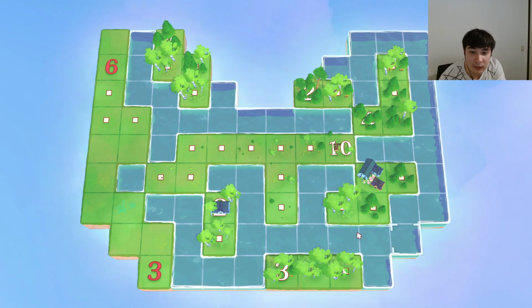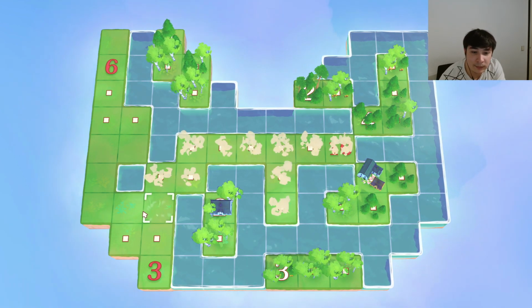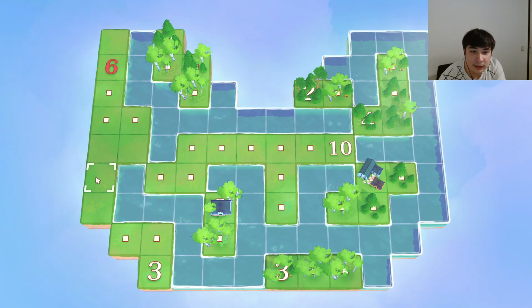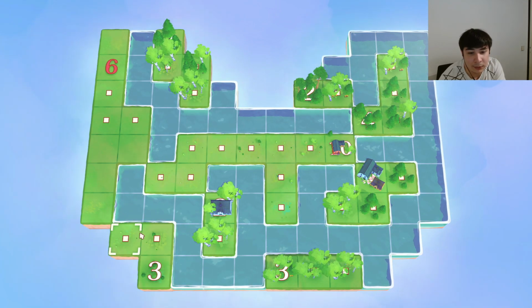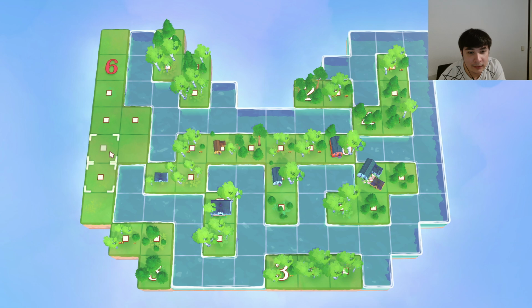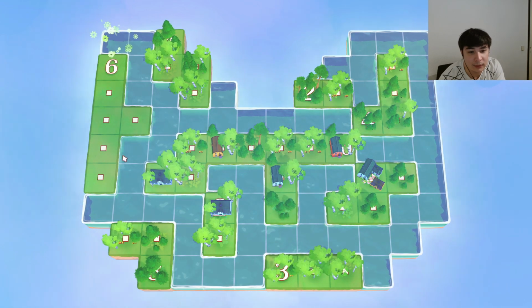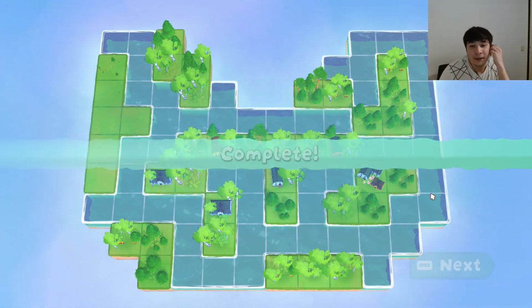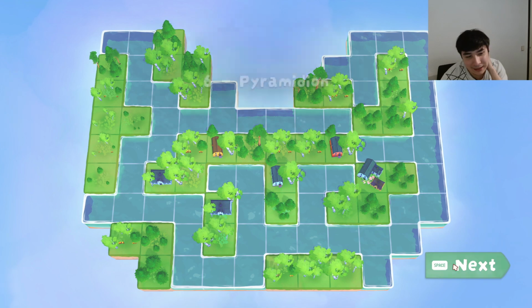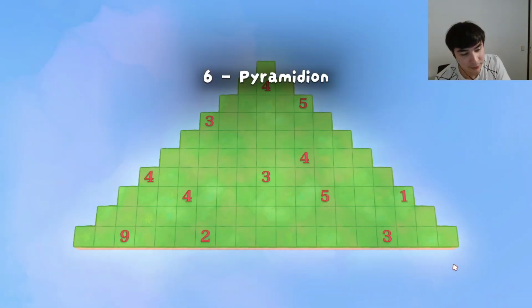This bit of water still needs to connect. And there we have the 3. And this cell here has to be reached, so that gives us the 6. That was actually, I thought that was going to be a breather, but that was very interesting theory.